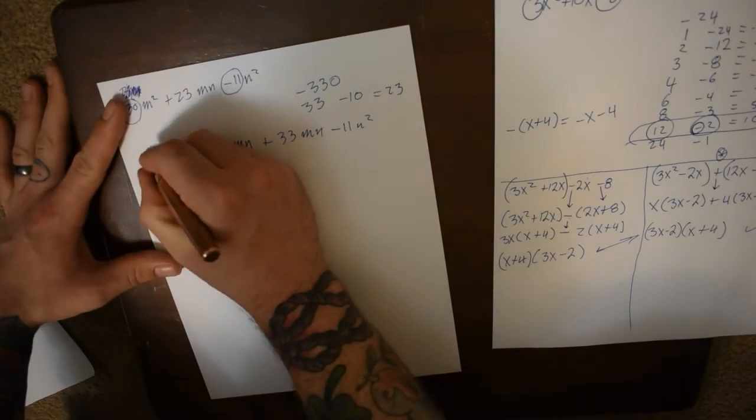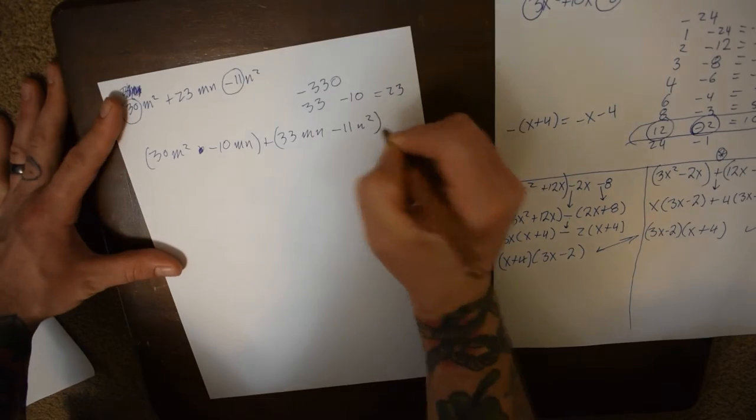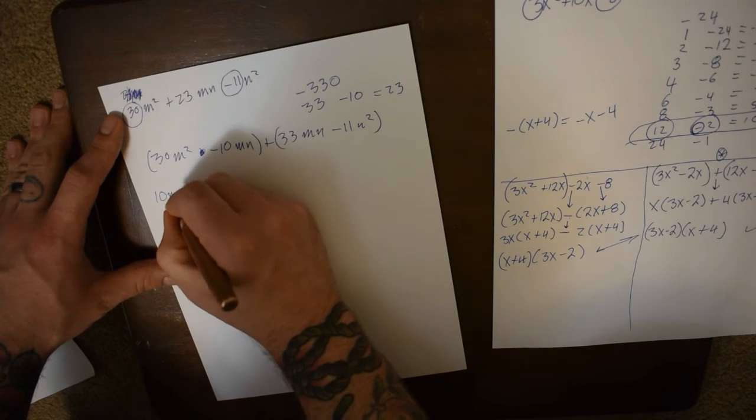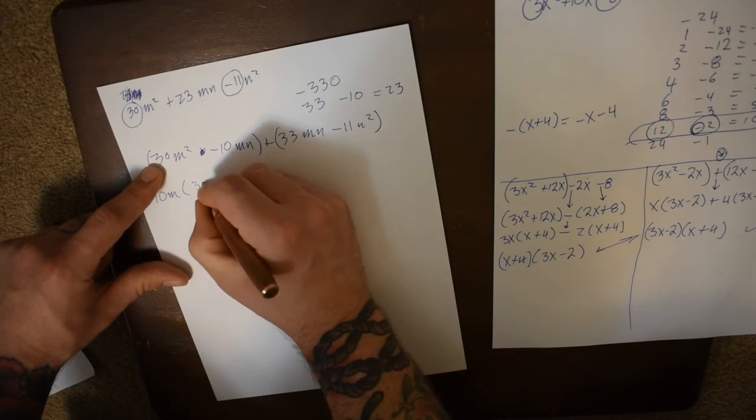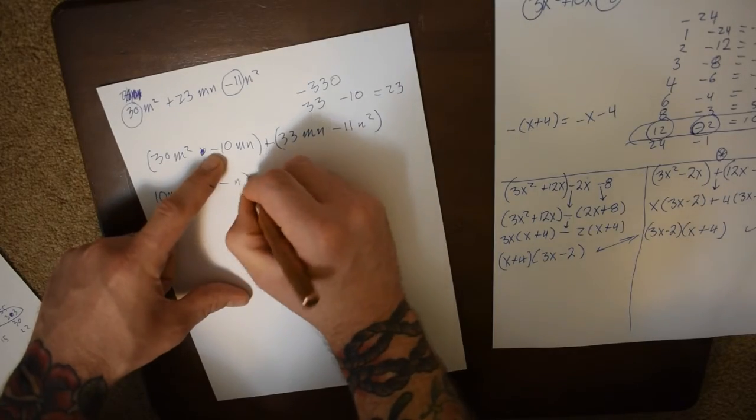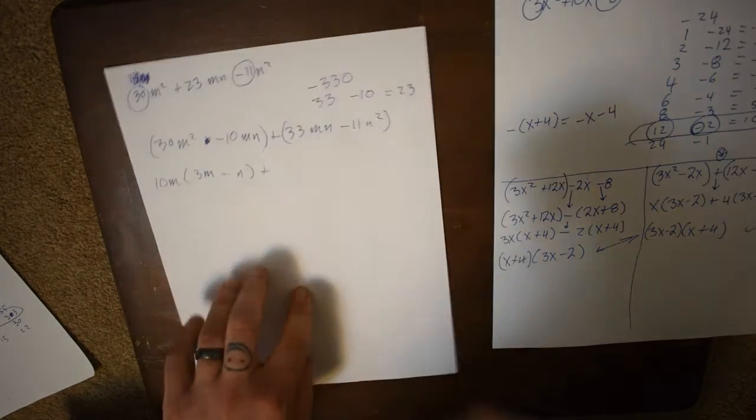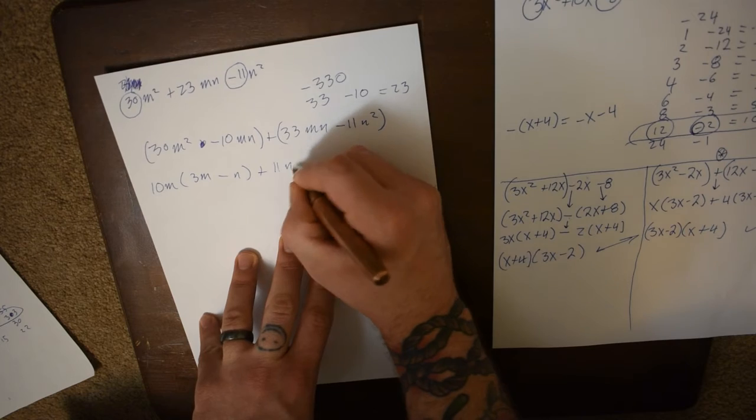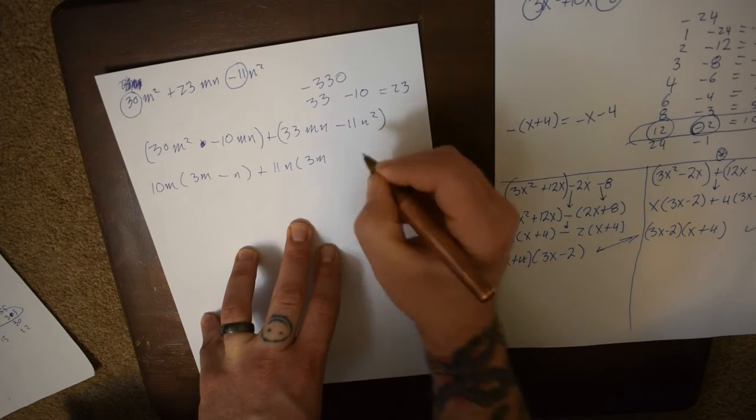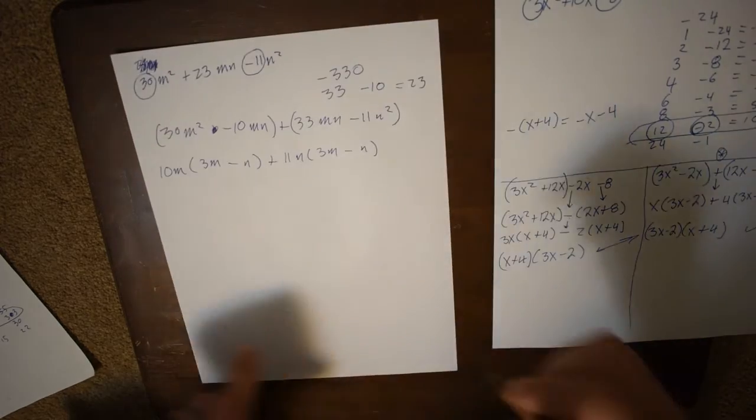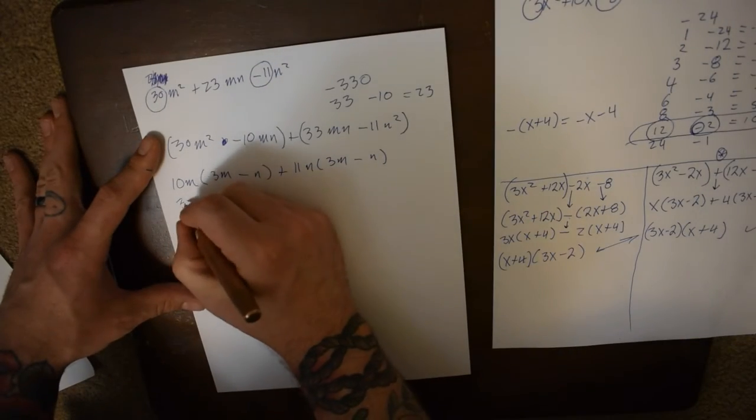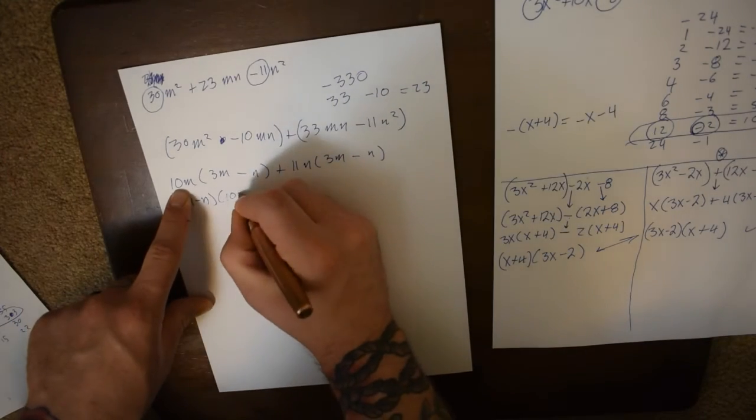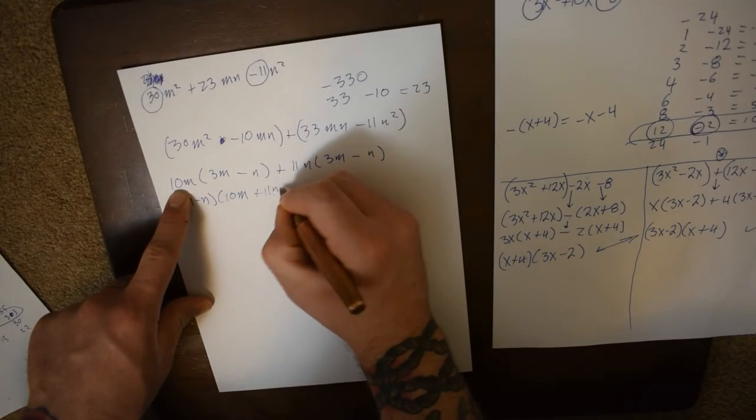Same thing. Group the first two terms, group the second two terms. What's common between these two terms? Well, I can pull out a 10m. And what's left over, we'd have a 3m minus n. This plus sign is going to drop. And we ask ourselves, well, what can we pull out? We can pull out an 11n. That would leave us 3m minus n. We ask ourselves, what's common? 3m minus n. What's left over? 10m plus 11n.